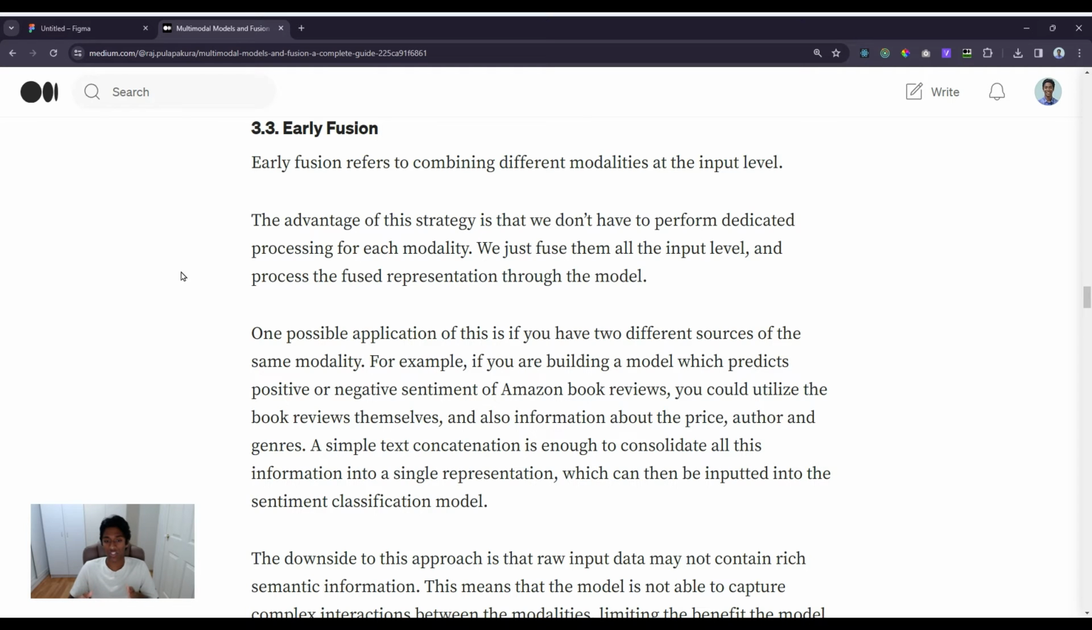One possible application of this is if you have two different sources of the same modality. For example, if you're building a model which predicts positive or negative sentiment of Amazon book reviews, you can utilize the book reviews themselves and also information about the price, author, and genres. A simple text concatenation is enough to consolidate all this information into a single representation, which can then be inputted into the sentiment classification model.